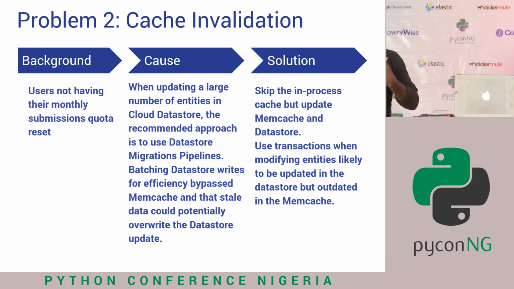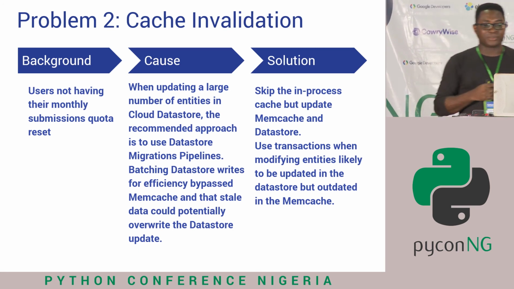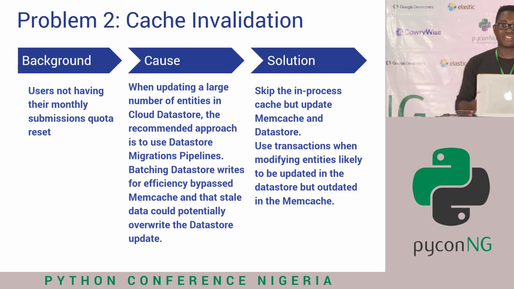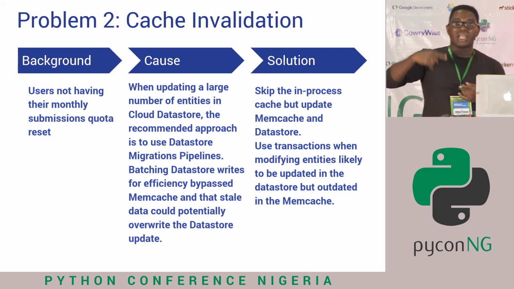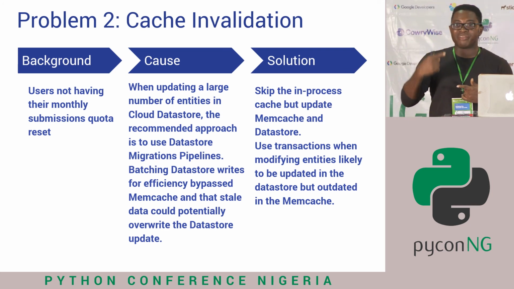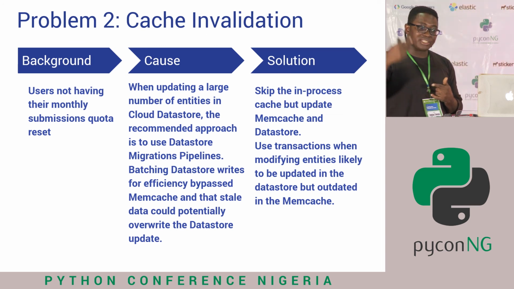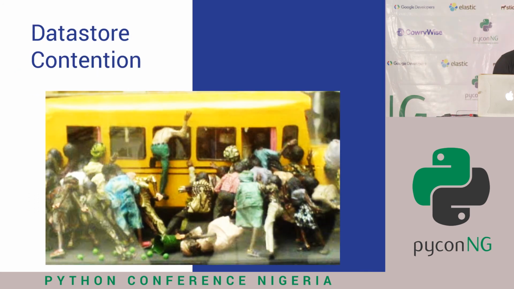But that convenience can come back and bite you if you don't take note of it. So how we solved this problem was we skipped the in-process cache for updates and told it to update both memcache and the data store. The downside is that the migrations take longer to complete because you're writing each individual entity directly into the data store. But the problem is fixed.